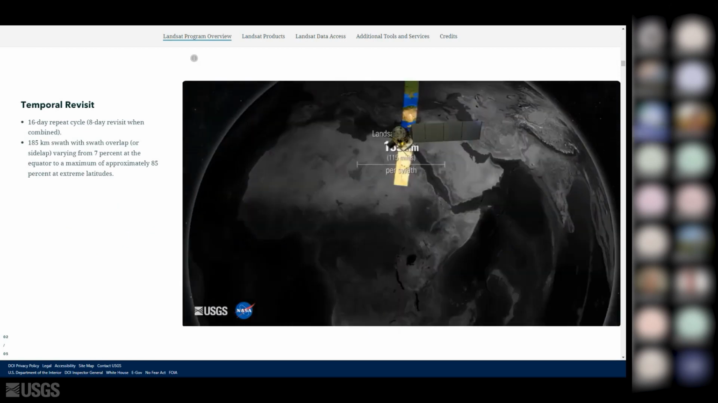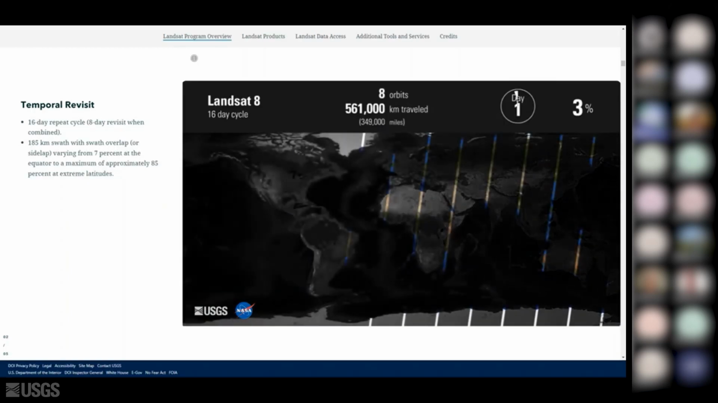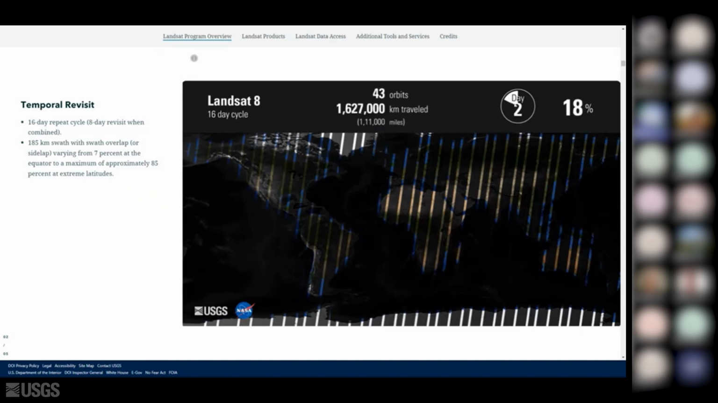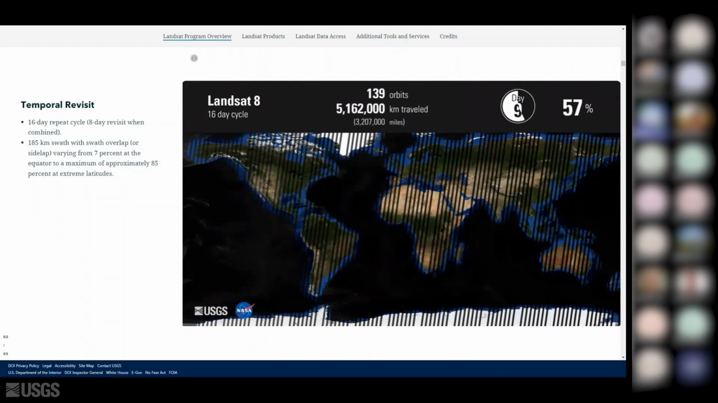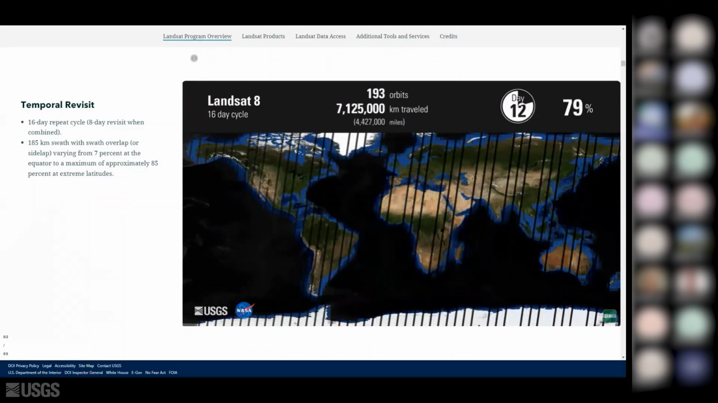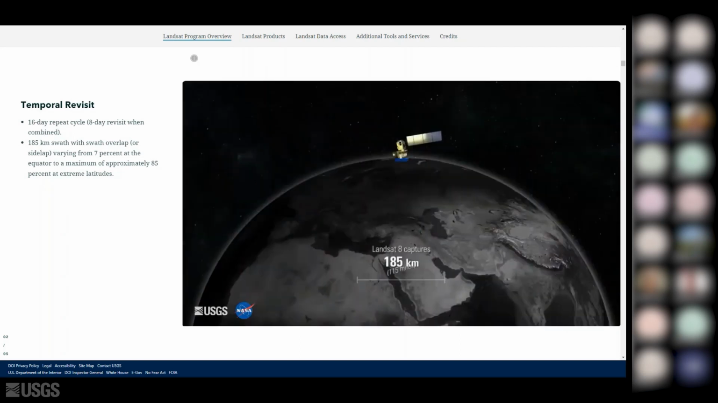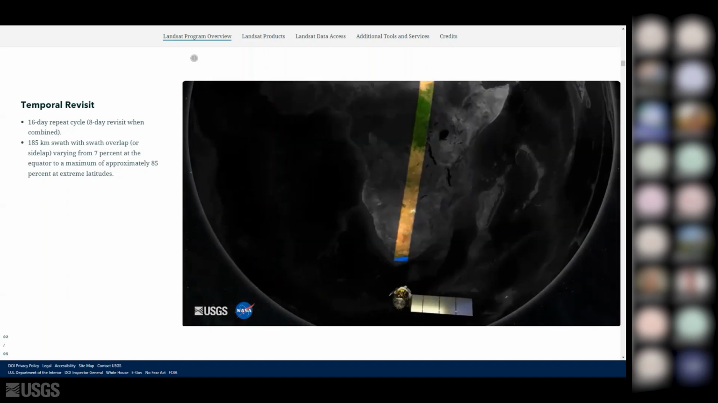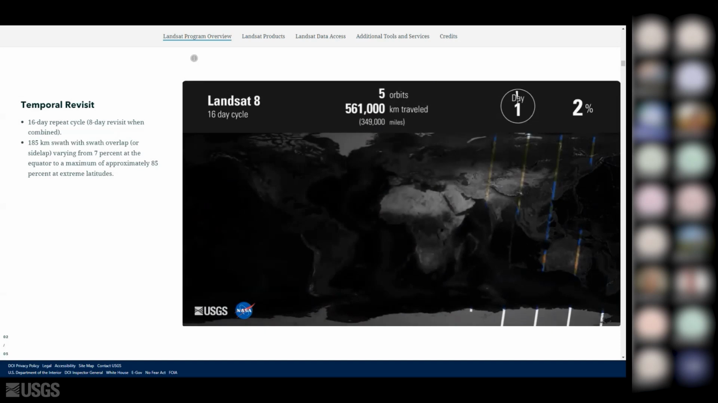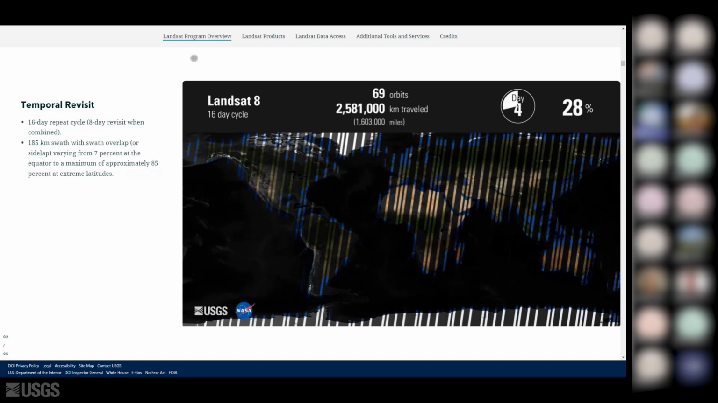This video snippet for temporal revisit was made for Landsat 8, but also applies to Landsat 9. Both satellites are on a 16-day repeat visit cycle, meaning that every 16 days, Landsat 8 or 9 is imaging the exact same spot on the Earth. So when you take both spacecraft into account, the 16-day repeat cycle gets cut down to an 8-day revisit time. The instruments are capturing data along a 185-kilometer swath with a swath overlap or side lap varying from 7% right at the equator to a maximum of approximately 85% at extreme latitudes.